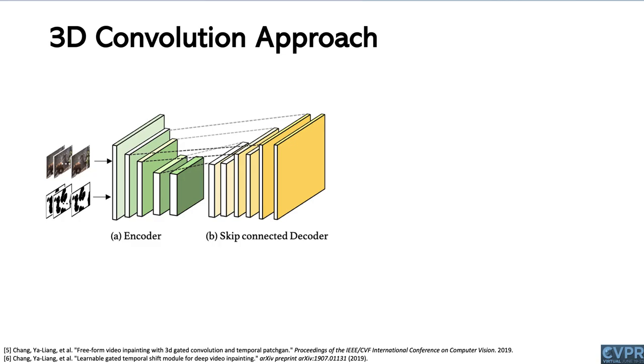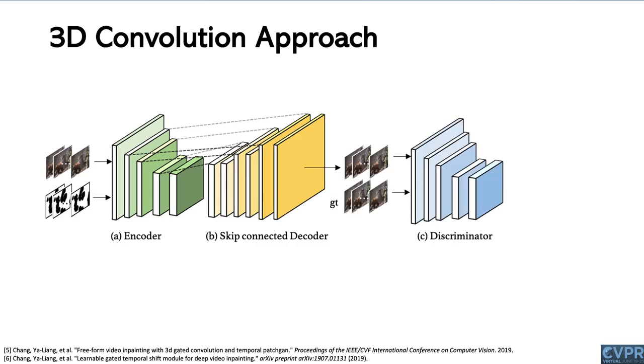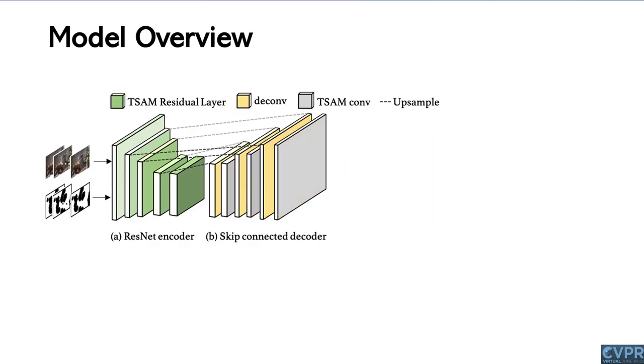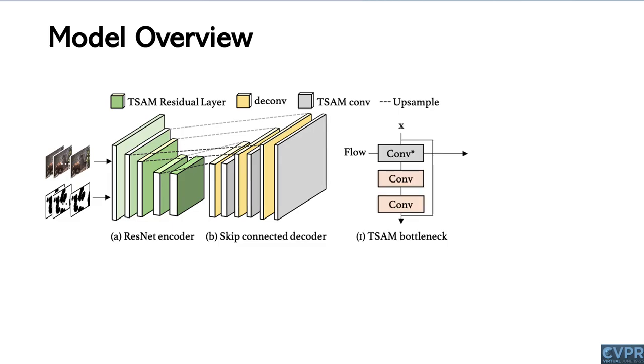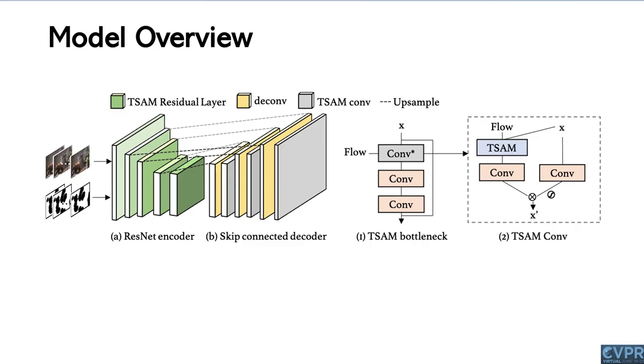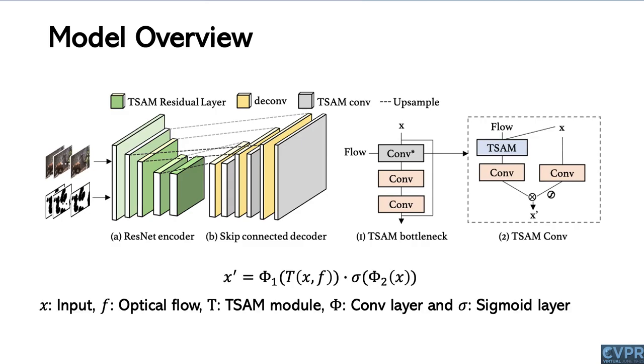In 3D convolution approach, the model constitutes of three components, including an encoder, a skip-connected decoder, and a temporal patch GAN discriminator. In our approach, we change the U-Net encoder to ResNet and modify the original ResNet bottleneck block to TSAM bottleneck. For each TSAM bottleneck block, we replace the first conv layer with TSAM conv, which takes the completed flow and frame features as input. The temporal shift and align module is first used to integrate temporal information and align the feature spatially. Then, the output feature is passed to a conv layer and attended with a gating signal.